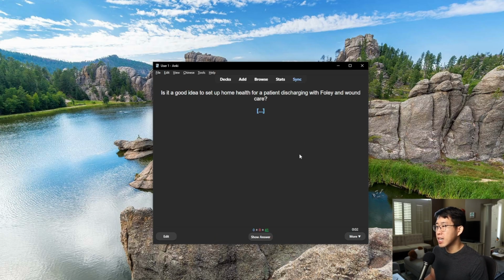Is it a good idea to set up home health for a patient discharging with Foley and wound care? Yes, you should definitely have a home health nurse for these patients. They would very much benefit from both the Foley management and the wound care.